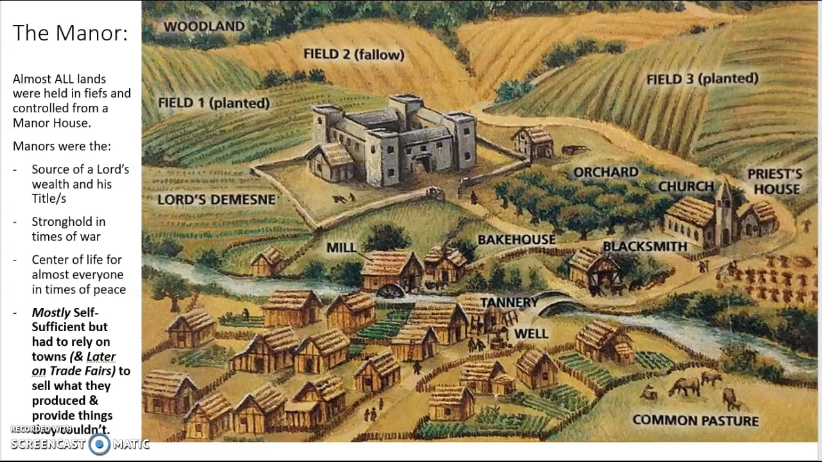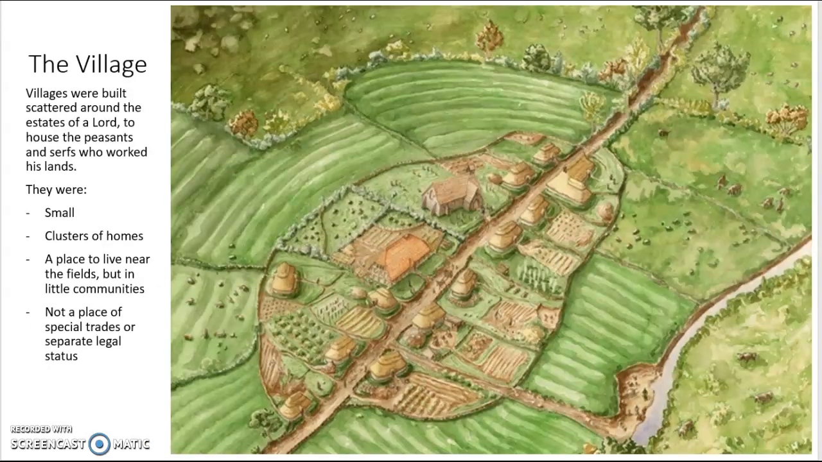On the fiefs of the lords, you also have villages. In fact, a lot of them, right? There's a lot fewer manors than there are villages. But the villages are really the place for residence for peasants and serfs. Along a path out among the fields, you'll have a gathering of houses. So you'll have small communities, clusters of homes, but they're not really places of special trade or special legal status. They're simply pockets of residence to maintain those local areas of the fields.